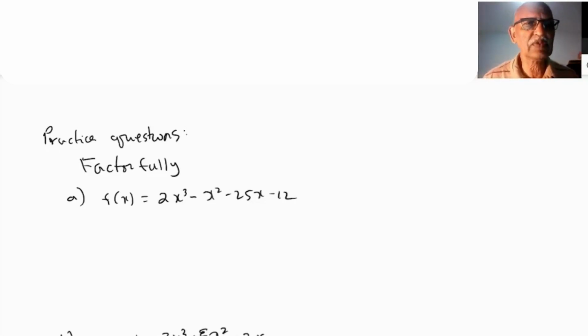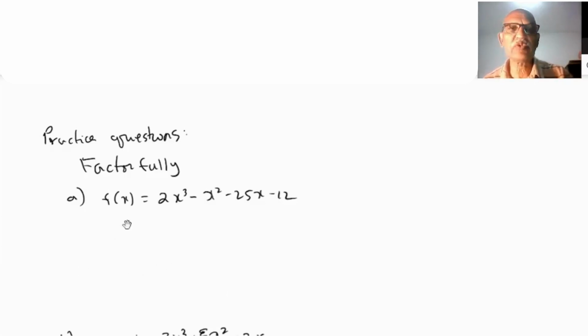Okay, today our lesson will be about practicing factoring polynomials with higher degree. We have done the lesson before, but now we need more practice questions. Our first question is to factor fully the following four questions. Factor fully means the remainder must be 0. There should not be any remainder other than 0.